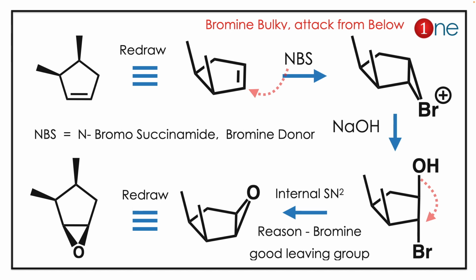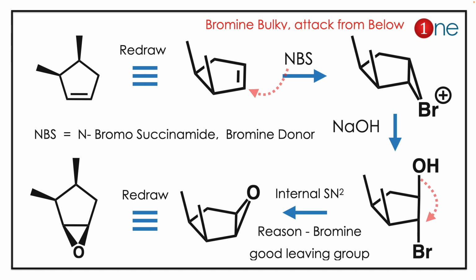So the bromonium ion is forming, and in the next step you are using NaOH. It's an SN2 kind of ring opening, so it needs trans-diaxial position. So OH attacks from above. So what really happened? The OH becomes an epoxide. Bromine is a good leaving group. It's a kind of internal SN2 reaction. So you have epoxide formation above the plane. If you redraw nicely, you have the epoxide and the methyl groups are syn to each other.